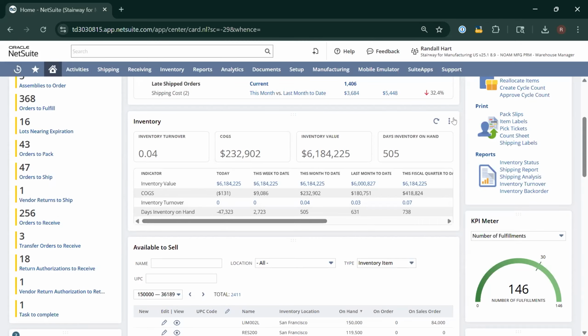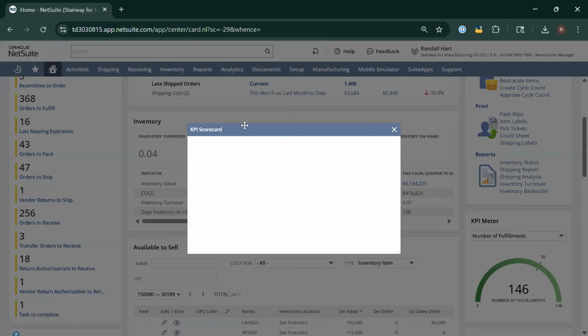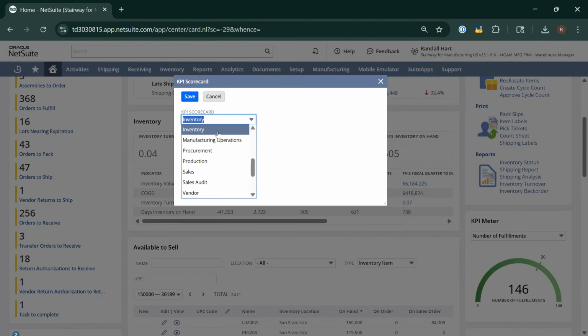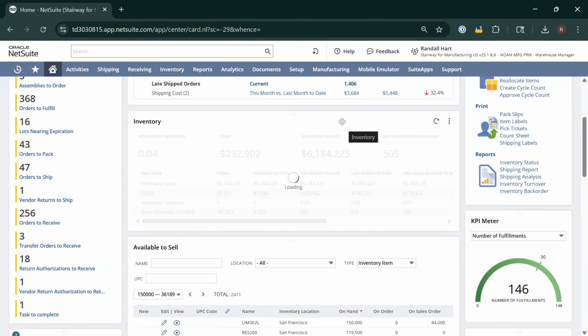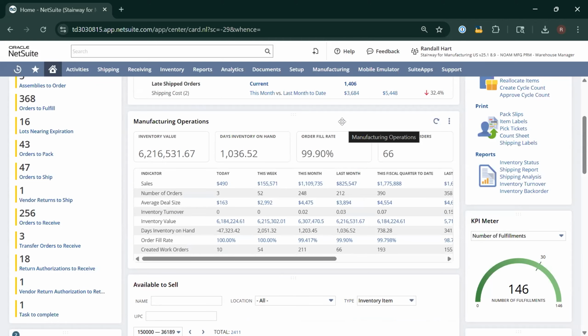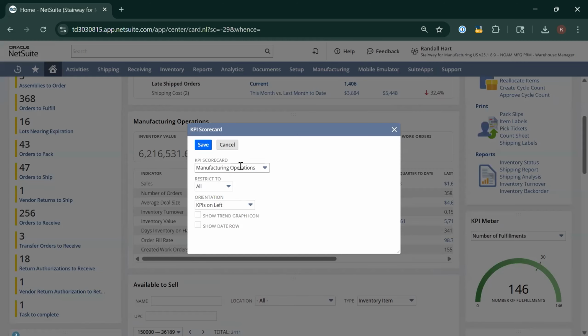When it comes to the KPI scorecards, NetSuite has a couple of things. One, you have the option to choose the NetSuite out-of-the-box KPI scorecards. The one that we have is the inventory scorecard. We can look at other pre-built NetSuite ones like manufacturing operations, which is going to change all the metrics in here, changes our days on hand, but adds in some things, number of orders, deal size. So this is a great starting point.